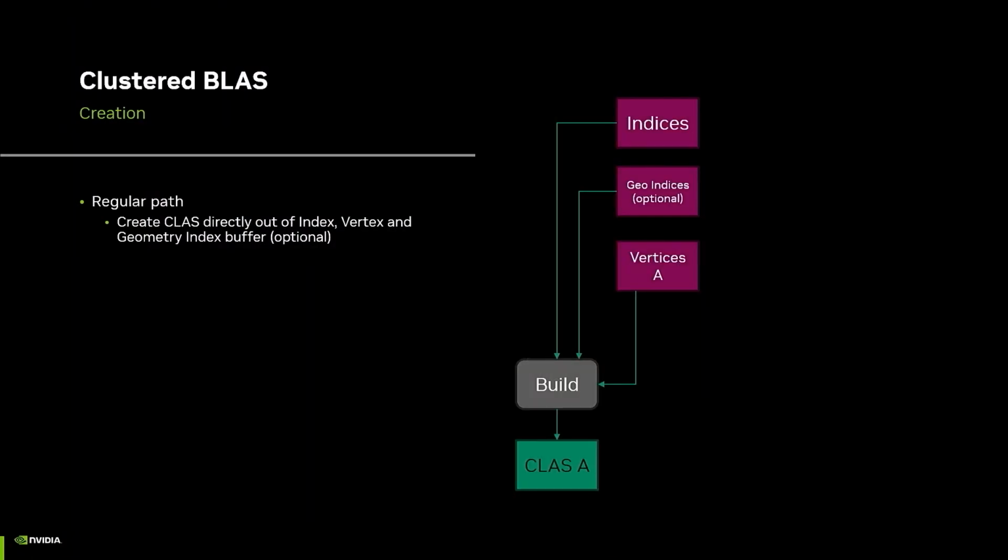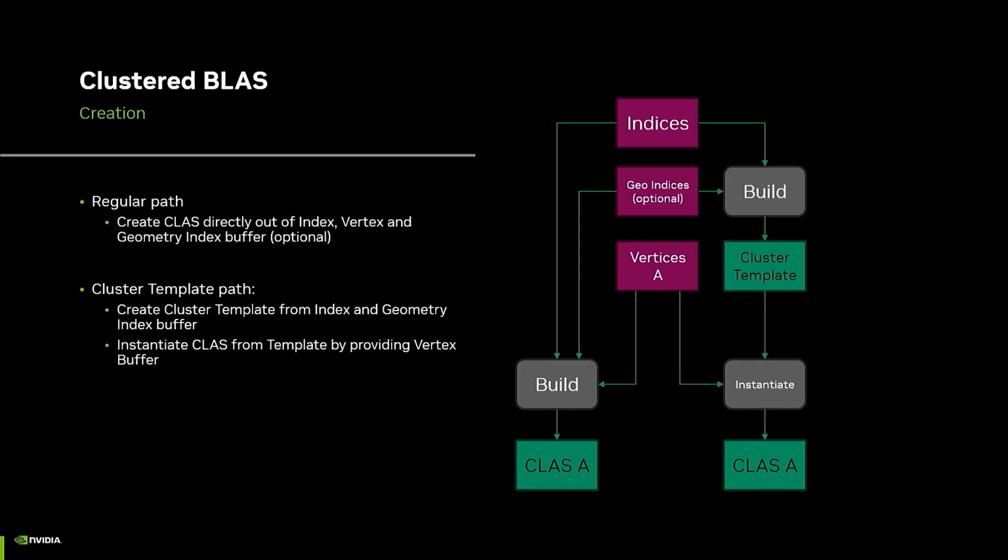So how you construct the CLASs. Here's an example, pretty straightforward. In the regular case, you have some indices, optionally some geometry indices if you assign per-triangle geometry indices, and vertices, and you build a CLAS.